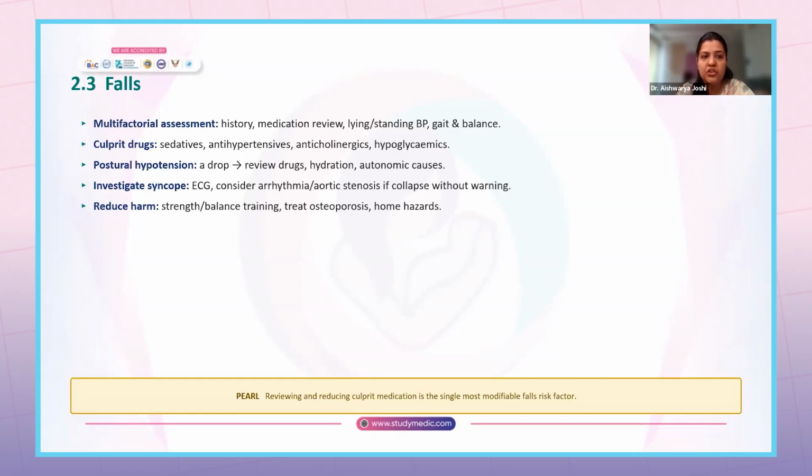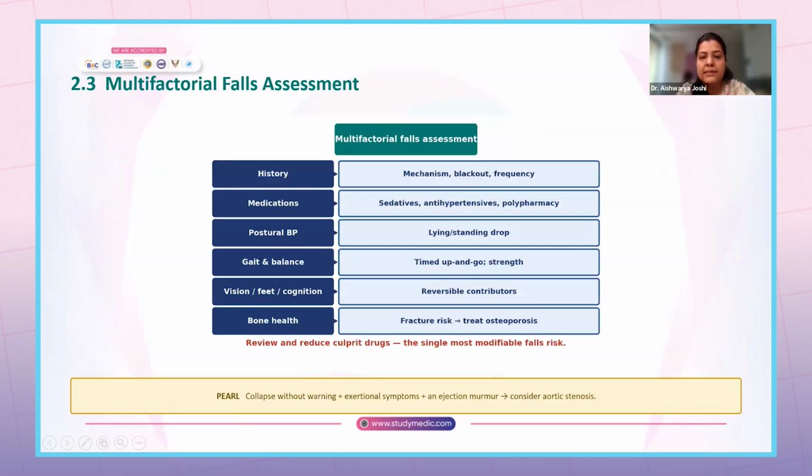Then reduce the harm of the patient by counseling for strength or balance training, treating osteoporosis, looking for home support. Reviewing and reducing culprit medicine is the single most modifiable fall risk factor. So polypharmacy has to be identified in elder. Same thing, put up in a chart.